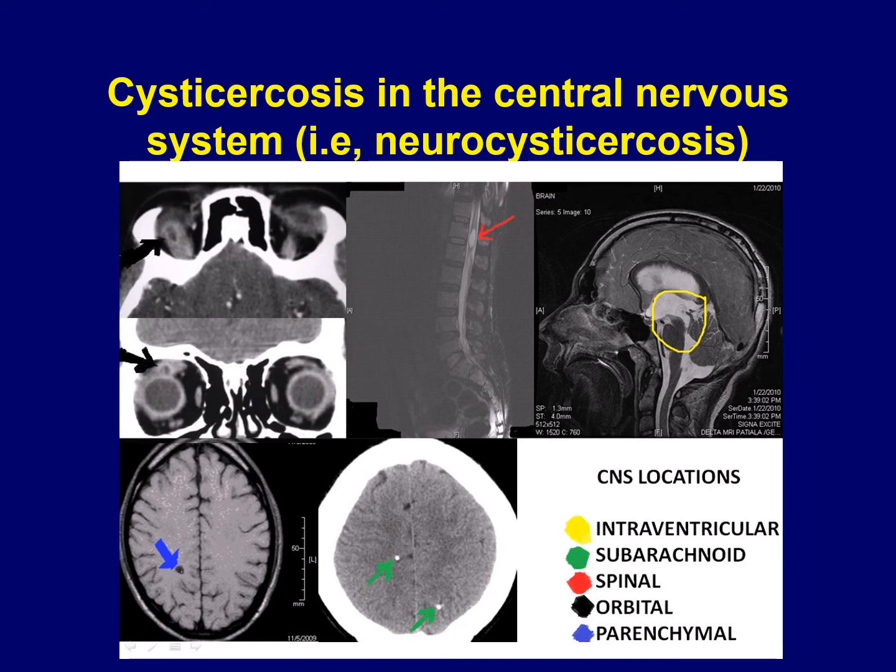Here we have cysts in the spine, in the ventricles of the central nervous system, the subarachnoid spaces, the parenchymal brain tissue. So it can occur throughout the central nervous system.